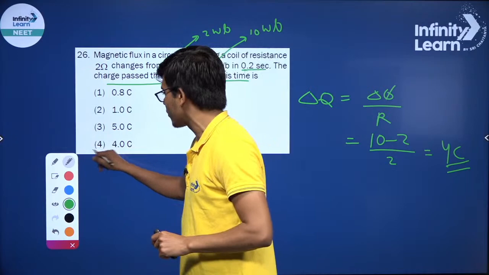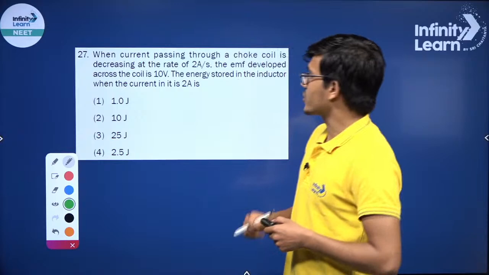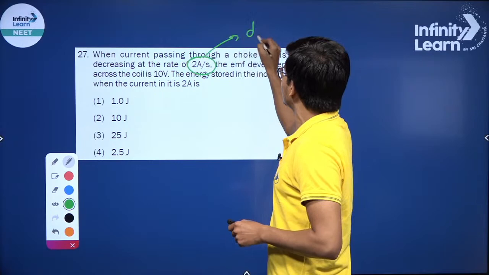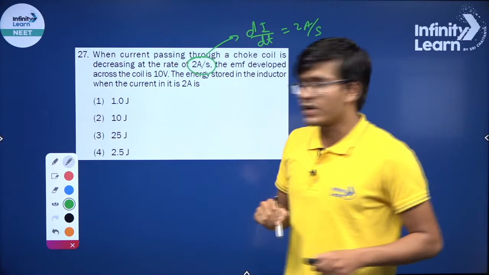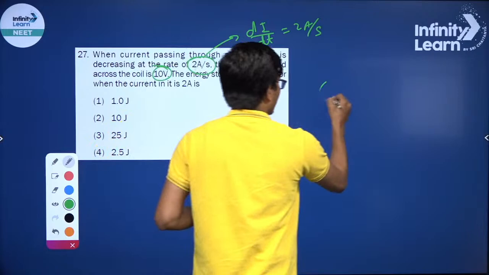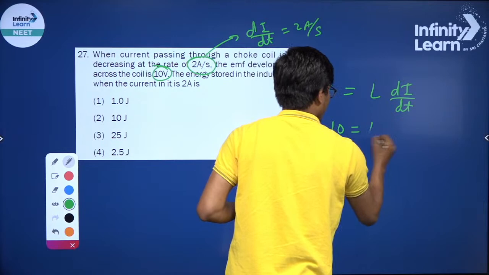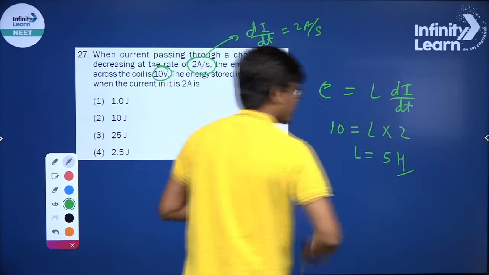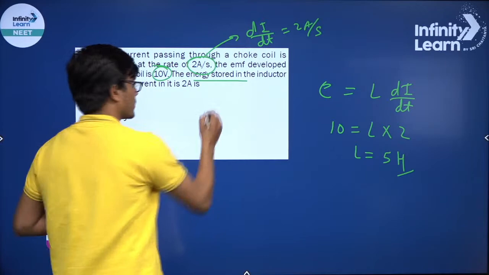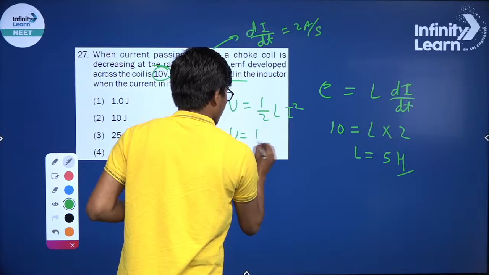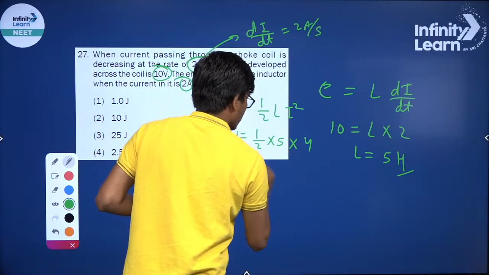That is the fourth option. Moving ahead, question number 27. When current is passing through this, by seeing this unit you get to know that this is di by dt, that is 2 ampere per second. And you have the induced EMF of 10 volt, and you know that induced EMF is given by L into di by dt. So if it is 10 and this is 2, your inductance value will be 5 Henry. And what is asked in the question is the energy stored in the inductor. Whenever you need to find the energy stored, you just apply the formula U is equal to half Li squared. L value you know, current is given as 2 ampere, so it is 4, so this is 10 joule, that is in the second option.